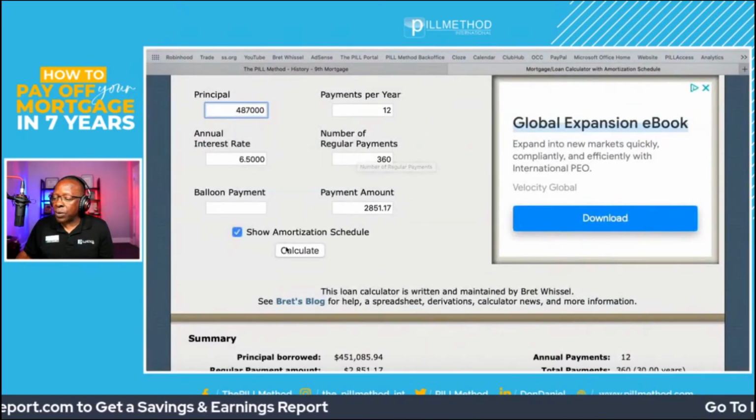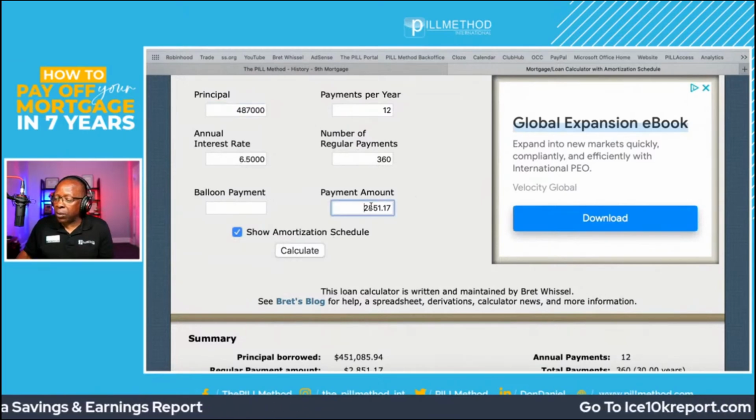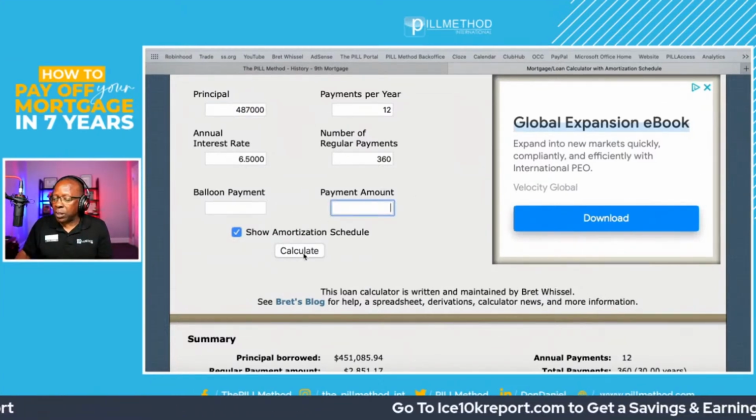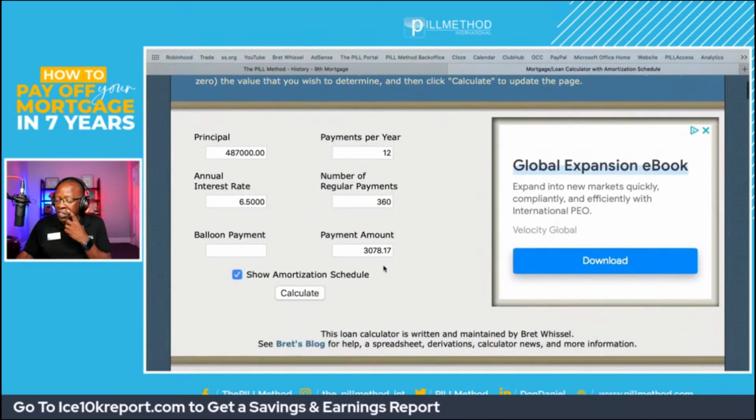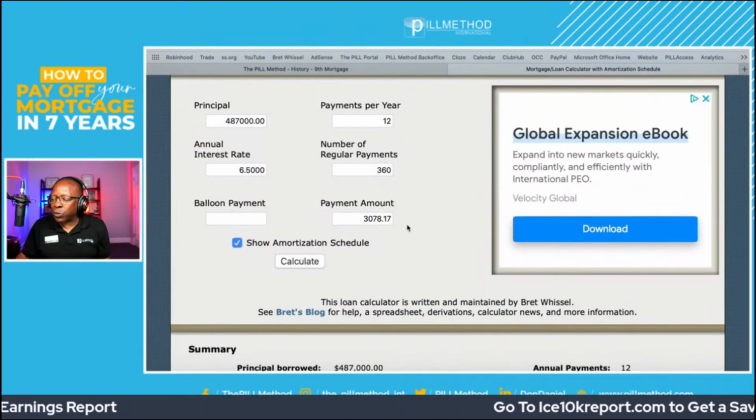6.5%, 30 years. Take that out. See what our payment is. There it is, $3,078.17. Okay. So we do that. That's what the payment is.